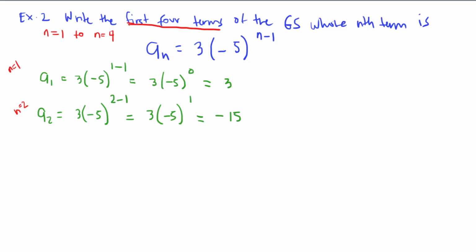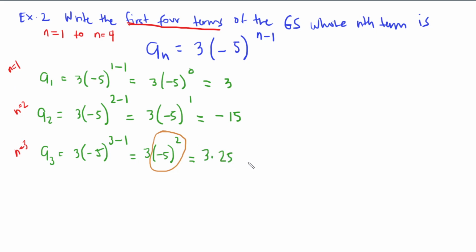Okay? So, for n equals 3, we have a sub 3, that is equal to 3 times negative 5 raised to 3 minus 1. So, it will become 3 times negative 5 raised to 2. Okay? Ito, kailangan i-take note nyo dito na ang naka-raise lang sa 2 is yung negative 5. Hindi kasama yung 3 kasi may presence ng parentheses. So, negative 5 times negative 5, that is equal to positive 25. So, 3 times 25, that is 75.